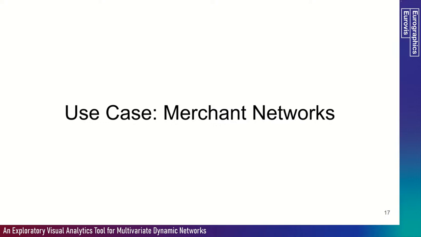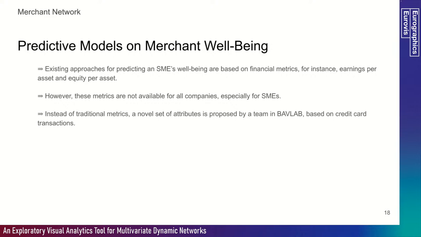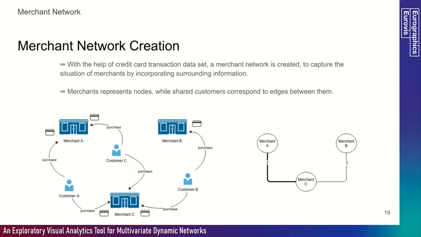Next, I'm going to talk about the use case scenario on merchant networks. This is actually another research project conducted in our lab with researchers from MIT Media Lab and Megagon Labs. The project proposed to incorporate network-related features into well-being prediction of small and medium-sized enterprises, and hence the name merchant networks. In addition to the conventional financial attributes, the well-being of a merchant is modeled with respect to its ego network attributes as well. In order to create an edge between two merchants, the number of shared customers should exceed its threshold value.